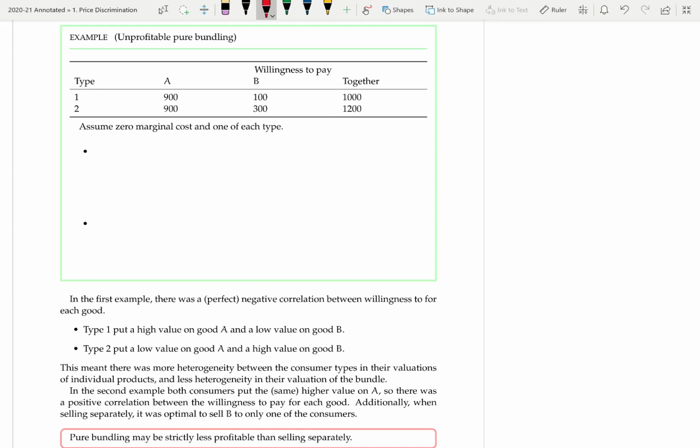So let's look at selling separately. What's the most profit they can get? So again, we have to look at what are the optimal prices. And if we look at these two goods, well, the best price for A is going to be $900. They've got the same willingness to pay for that good. What about B? Well, they could price at $100 or $300. Here, because 2 times 100, 200 is less than 300, it's going to be better to price at 300 and just sell to type 2. So the optimal prices are 900 and 300. And the profit is 2 times 900 plus 1 times 300, or 2100.